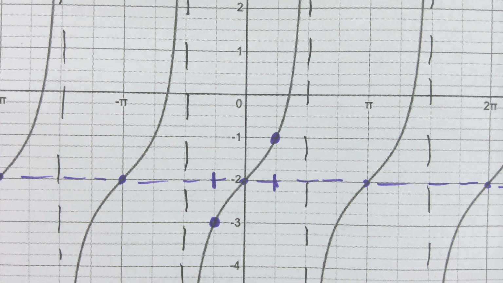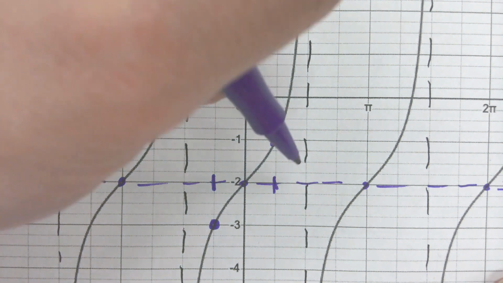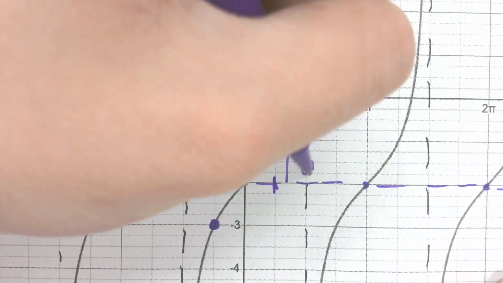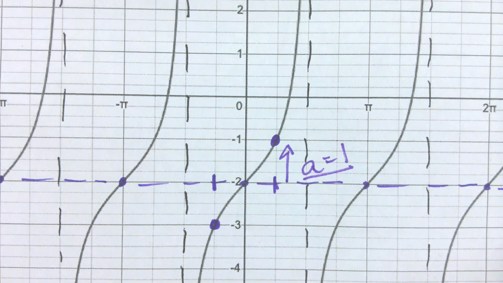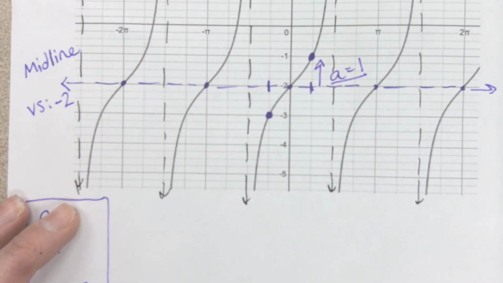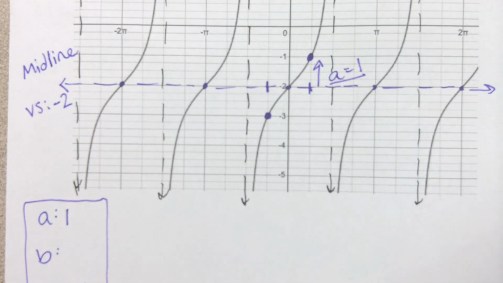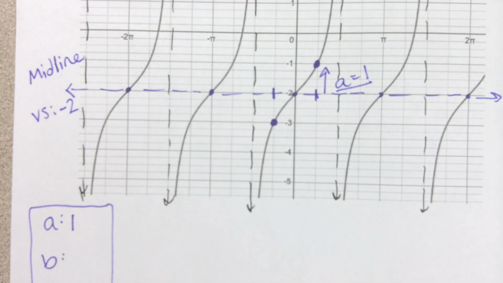Now I can clearly see that my A, if I go up or down, is 1. Lastly, my B value. Ironically, B, in my opinion, is one of the easiest things to find here because it's much easier to find a period of a tangent or a cotangent graph.